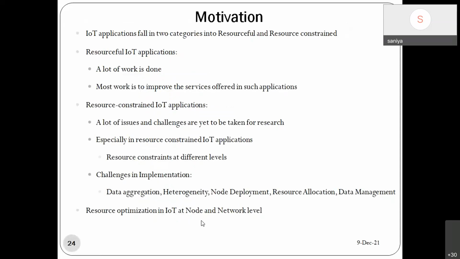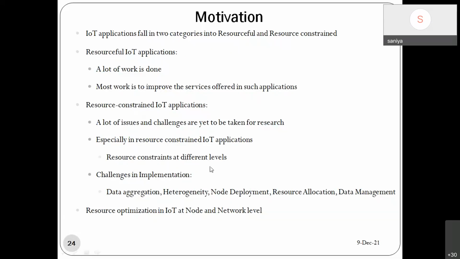Now, what is the motivation? Why do we want to work on these resource constraints? As we know, IoT applications fall into two categories: resourceful and resource constraint. In resourceful ones, most of the work is done to improve the services offered in the application. But if we talk about resource constraint IoT applications, a lot of the issues and challenges are yet to be taken up for research.